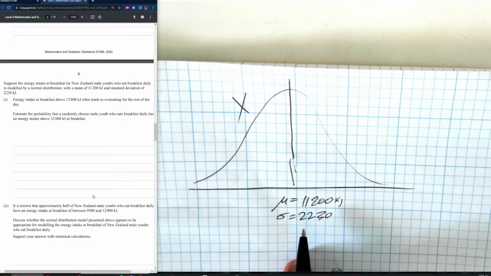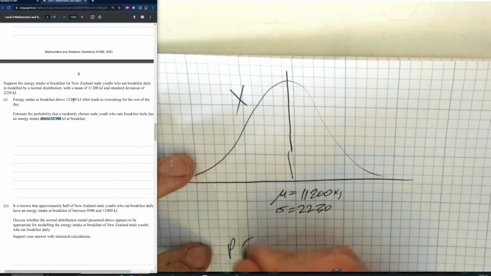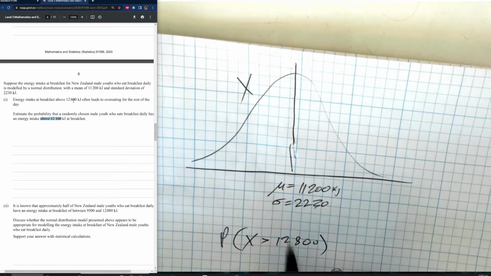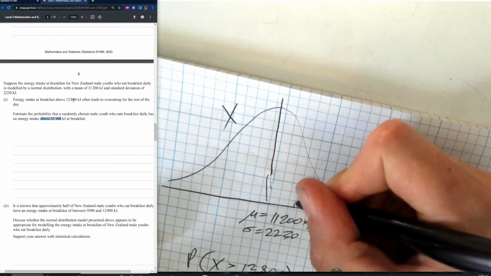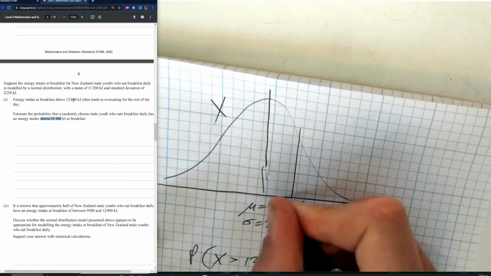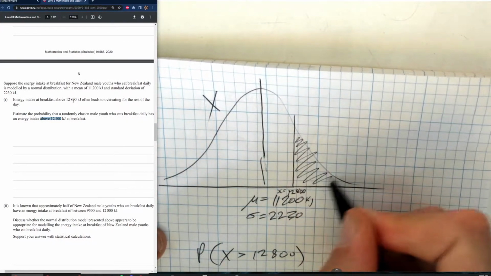I'll just remind myself of that. They want to know, has an energy intake above, that's all we want. So they want to know P that X is above 12,800. So the mean's 11,200, so there's going to be a 12,800 around about here. 12,800 is going to be our X value. And they want to know everything above that.